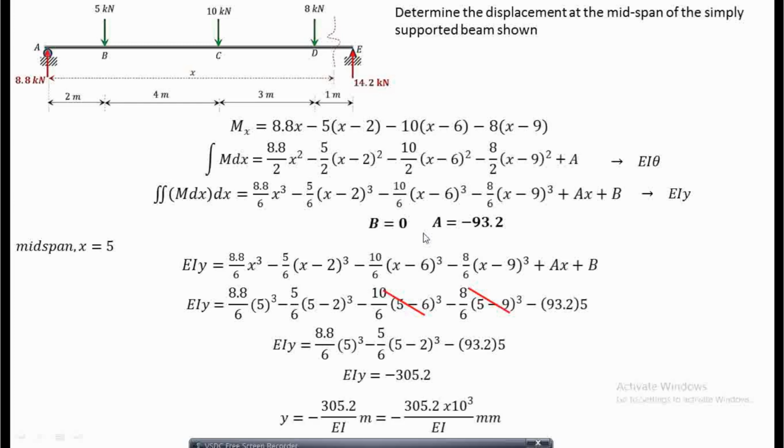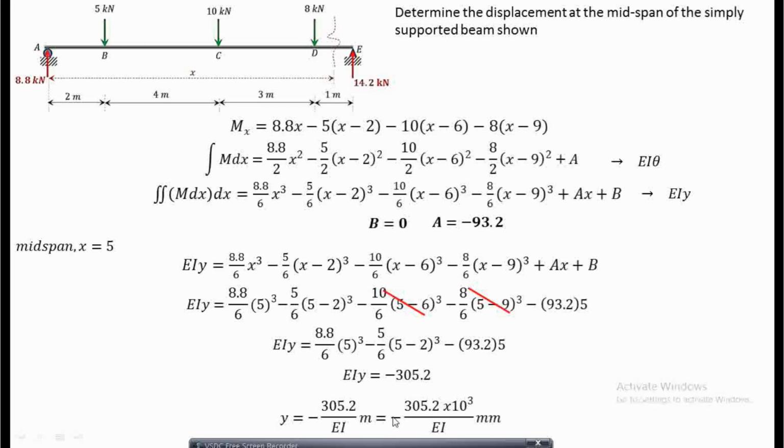Y ang concern ko, hindi EIY. Y ang concern ko. Therefore, now the value of my Y, or yung deflection ko, or displacement ko, is equal to negative 305.2 times 10 raised to 3 over EI millimeters.